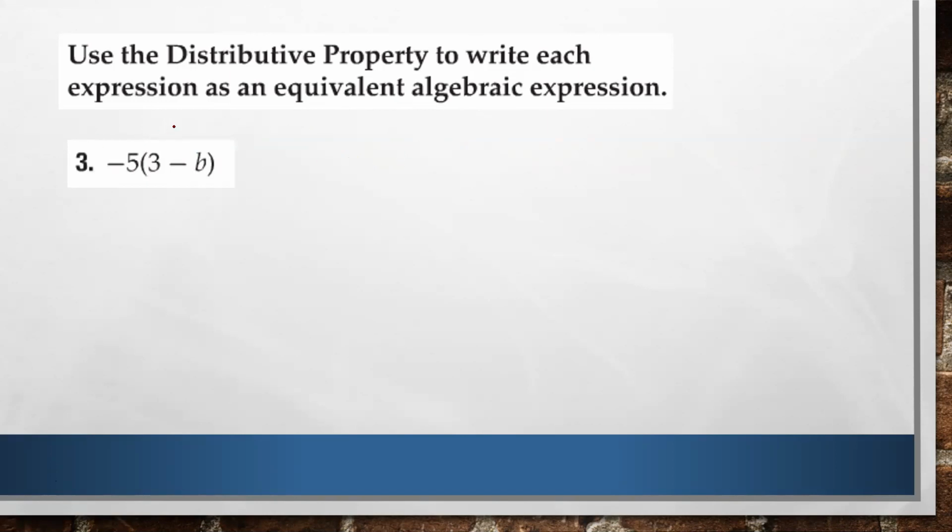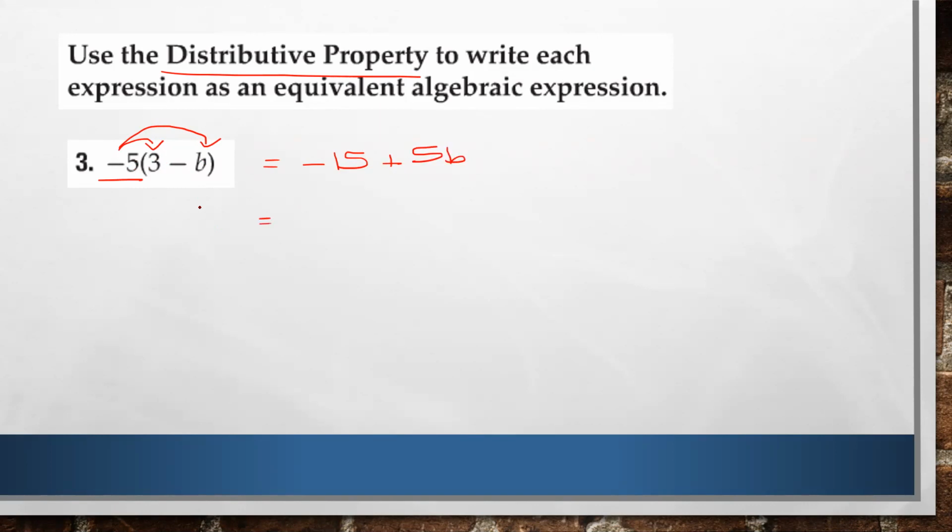Another problem using the distributive property, okay? So now notice this number is negative, okay? So negative 5 times 3, that's going to give us negative 15. And then negative 5 times minus b, okay? Well, negative times negative is going to be positive, okay? And negative 5 times b, that is 5b, okay?